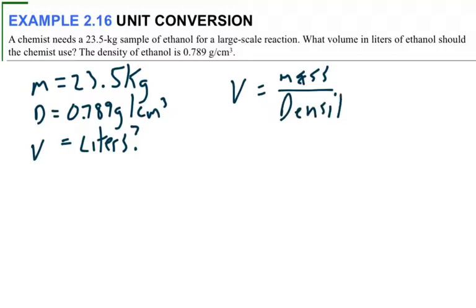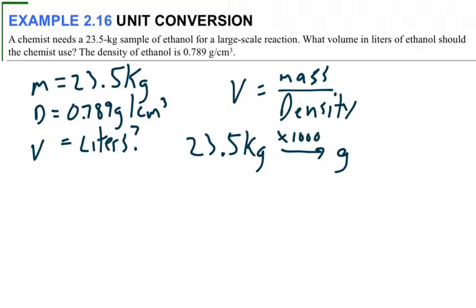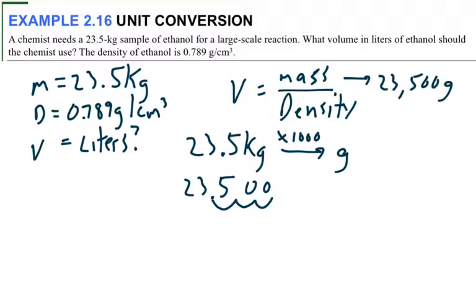So let's go ahead and write that down here. Let me go ahead and fix this. Notice that the mass is in kilograms, but density says grams per cubic centimeter. So what I'm going to do is get this mass and change it to grams. And to go from kilograms to grams, you basically multiply by 1,000. If you look at the grid, you move it 3 spaces to the right. And the mass, when you do that, you go 1, 2, 3, add a couple of zeros, and your mass is 23,500, but now it's in grams.